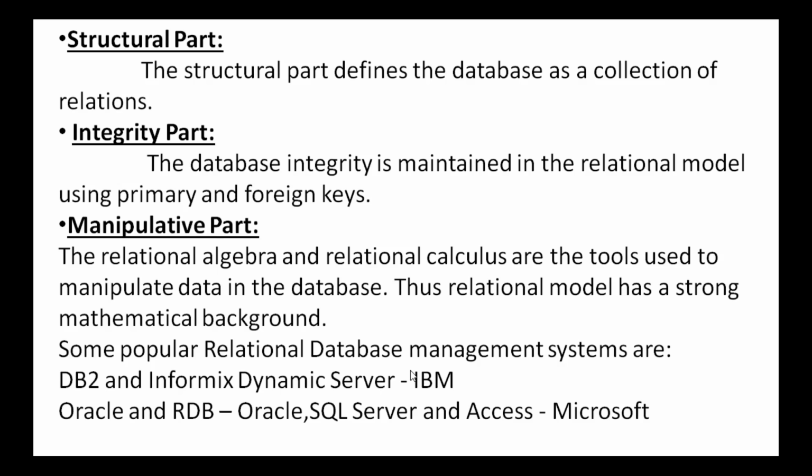Coming to the integrity part, database integrity is maintained in the relational model using primary keys and foreign keys. To maintain the correctness and consistency of data, and also maintain the relationships among the tables, we use the concept of primary keys and foreign keys. With the help of these keys, database integrity is maintained here. And coming to the manipulative part.